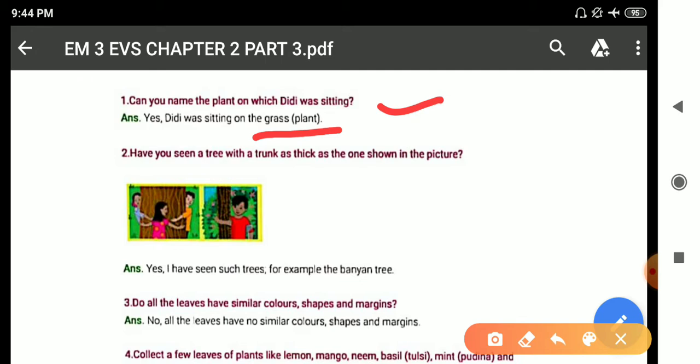Now the second one is, have you seen a tree with a trunk as thick as the one shown in the figure? Yes, I have given you the example of the banyan tree. Okay, students, banyan tree and mango tree. Yes, I have seen such trees, for example, the banyan tree.